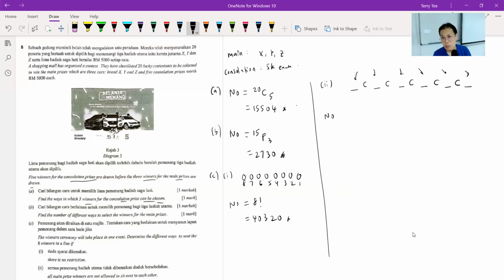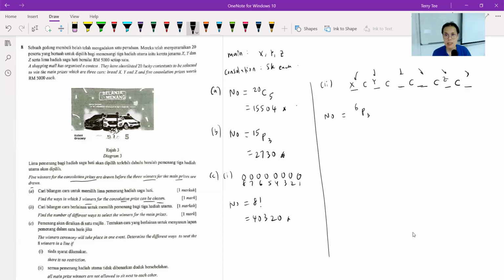So anytime I put the main prize winner, maybe I put X here, the main prize winner for car X, and Y here. Notice they're never next to each other. I can put Z over here, they're never next to each other. They are always separated by the consolation prize winner, although this can be empty. So here we say we have 6 empty spaces. We arrange 3 main prize winners. Now remember, it's not that we have 6 people to choose from. We have 6 empty seats. Yeah, we are putting in 3 main prize winners.